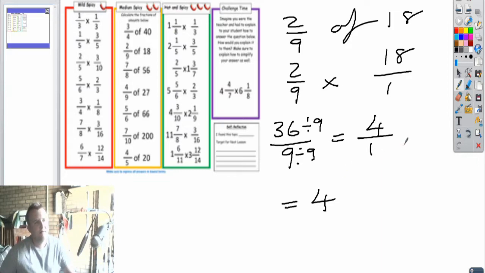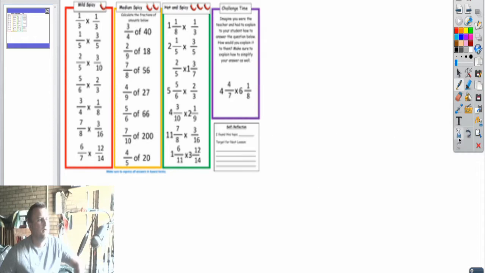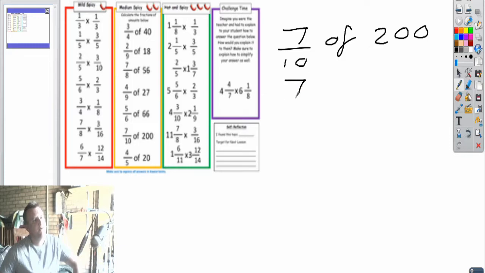See how this is 4 over 1? That's exactly the same as saying 4. It's 4 ones. I'm going to travel down. I'm going to see if there's anywhere that are going to be difficult to maybe simplify. Let's go 7/10 of 200 because I know that 7 is an interesting one to try and pair up. Okay, right. 7 over 10. Change of to times.